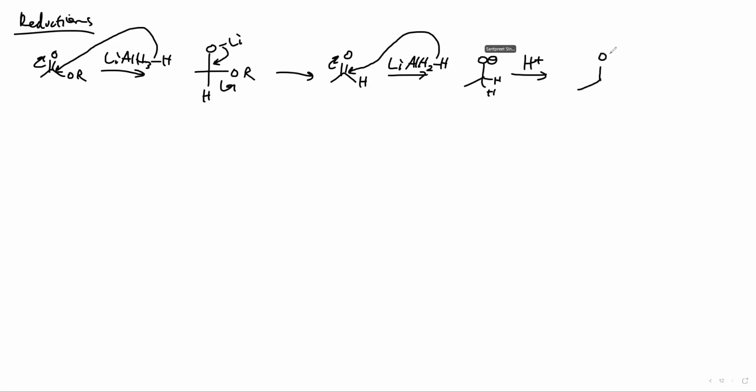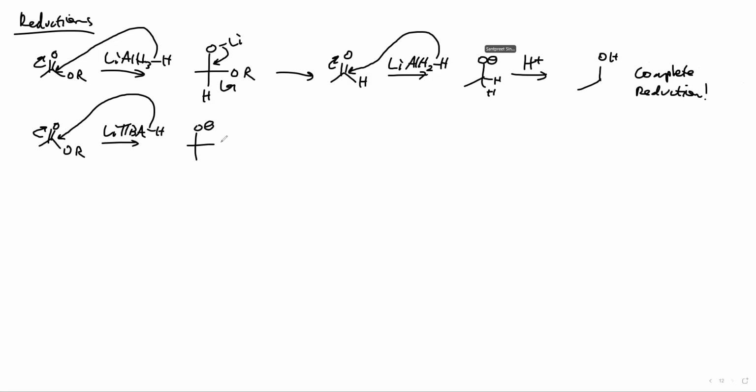So don't be surprised that we can completely reduce with aluminum hydride. It is like a super reducer. It destroys everything. So how do we limit this? Well, let's try the LiPA process, right? I can use LiPA, which only has 1 hydride, but it reacts just like lithium aluminum hydride. And I get here and I kick off OR minus, right? And I get to the aldehyde.